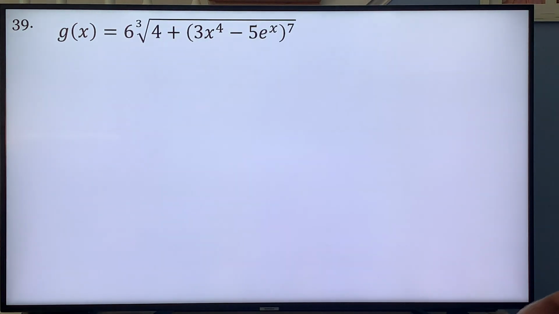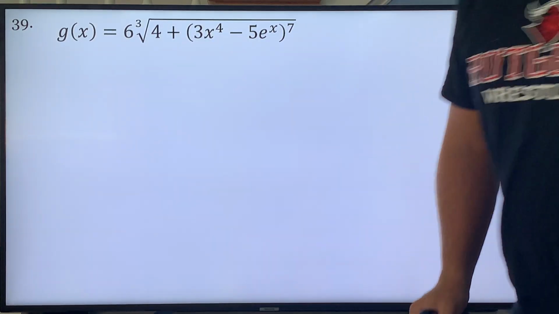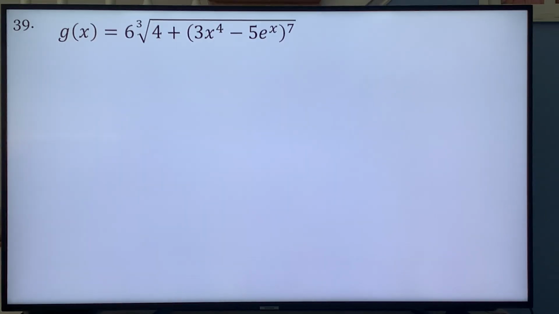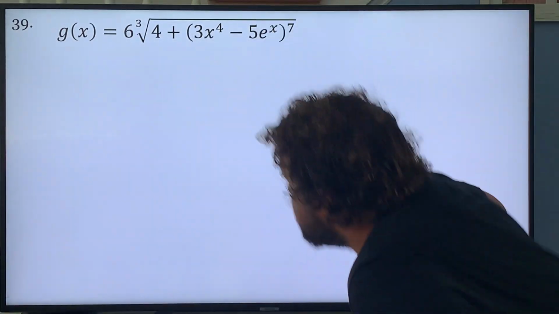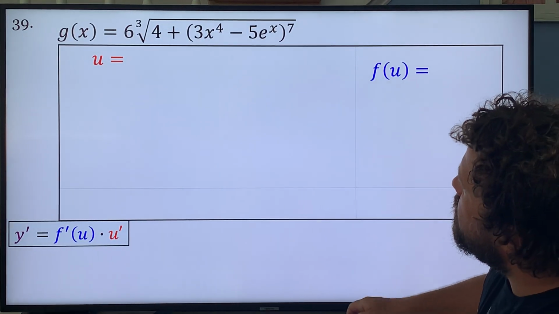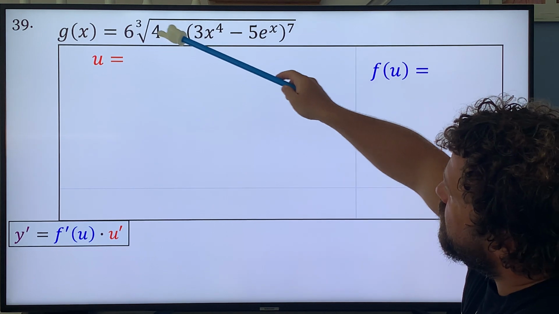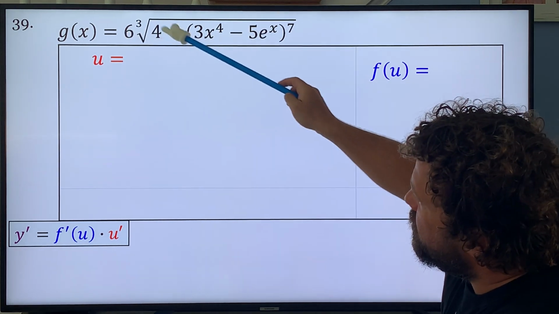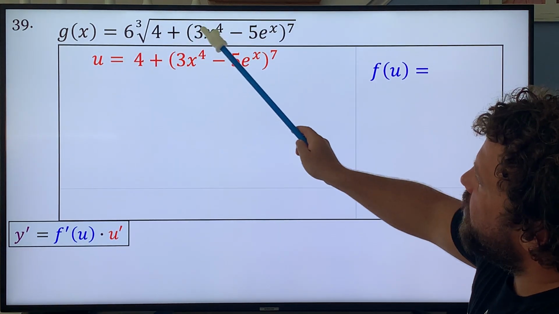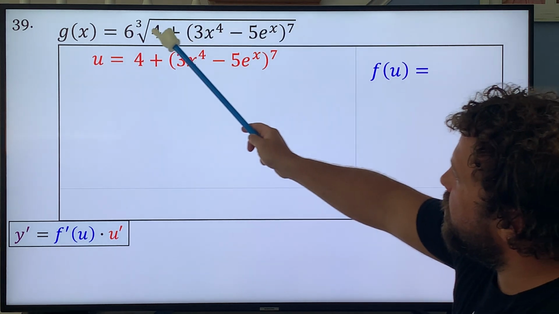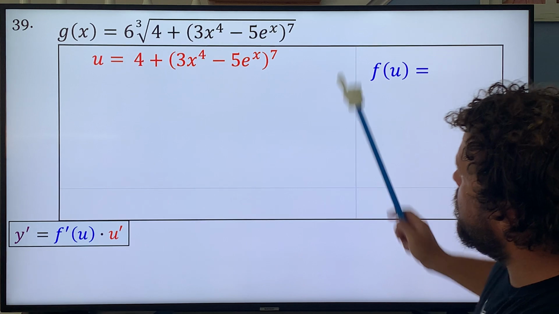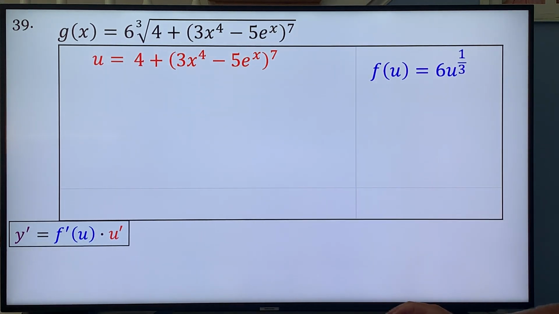The other one, problem 39. So, you should have the hang of this by now. All right. So, first thing, 6u to the 1/3, right? So 4 plus 3x to the 4th minus 5e to the x all to the 7th is my u, and my f of u is 6 cubed root of that, so 6u to the 1/3.